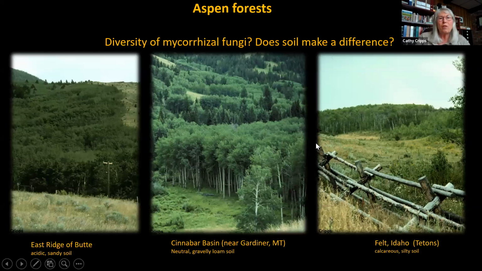So I picked some sites, some of you might know these, and I picked three sites on purpose because they have different soil types. Besides wanting to know what fungi were down there, I wanted to know if soil made a difference. So I have the East Ridge of Butte, of course, acidic soil, sandy, from the smelters that were functioning in the past. Cinnabar Basin down in Gardner, kind of a gravelly loam soil. And then some of those upland forests in the Tetons have a really calcareous, silty soil. So would I find all the same fungi on all these sites? What kind of diversity? I was just getting started.